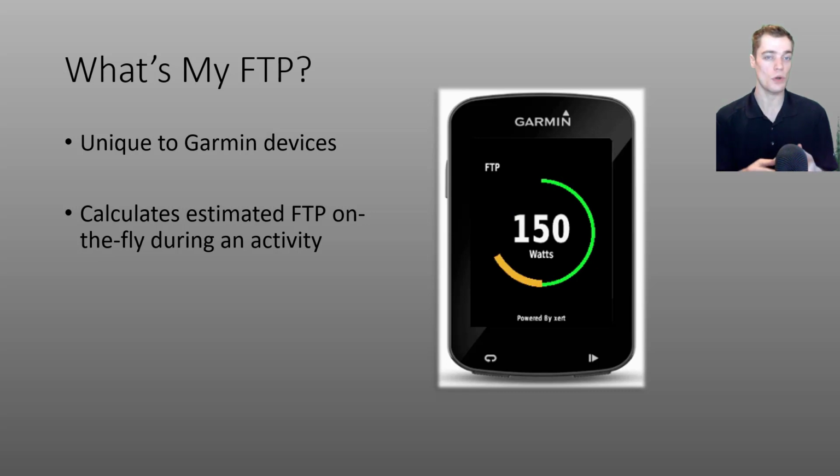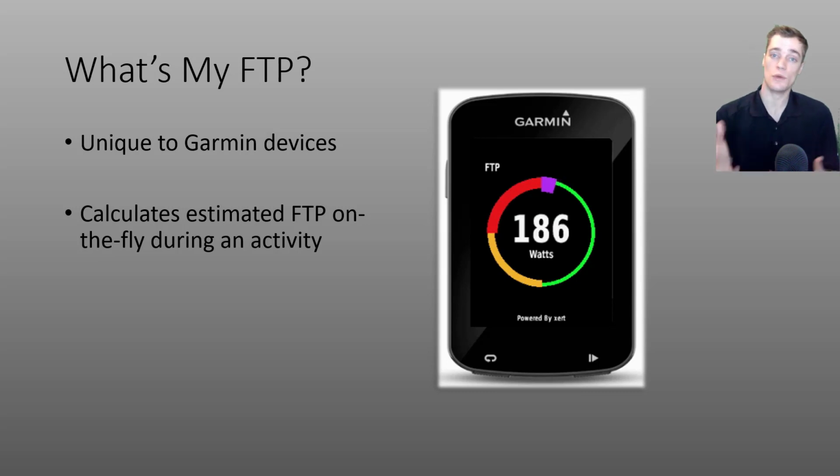Now, what's so cool or unique about this data field is that there's no formal structured FTP test. You don't have to ride for 20 minutes or 8 minutes or do a ramp test. Instead, you can simply install this data field onto one of your Garmin profiles and then head out on that group ride or a hard solo ride or perhaps a Zwift race. This data field will use the power data from your rides and calculate an FTP value.